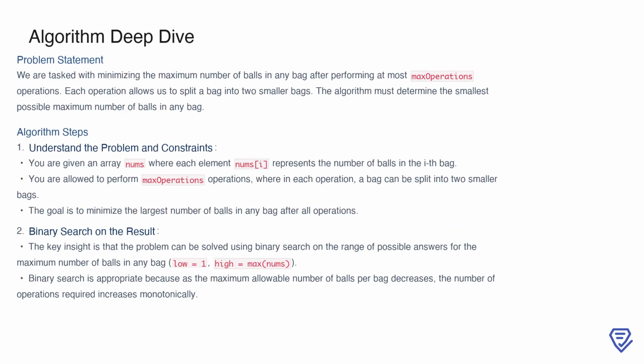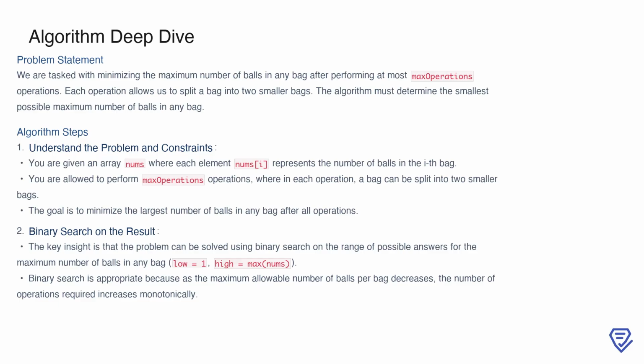In this problem, we are tasked with minimizing the maximum number of balls in any bag after performing at most a given number of operations, called max operations. Each operation allows us to split a bag into two smaller bags, redistributing the balls between them. The ultimate goal is to determine the smallest possible maximum number of balls in any bag after all allowed operations are performed. To tackle this, we begin by understanding the problem and its constraints.